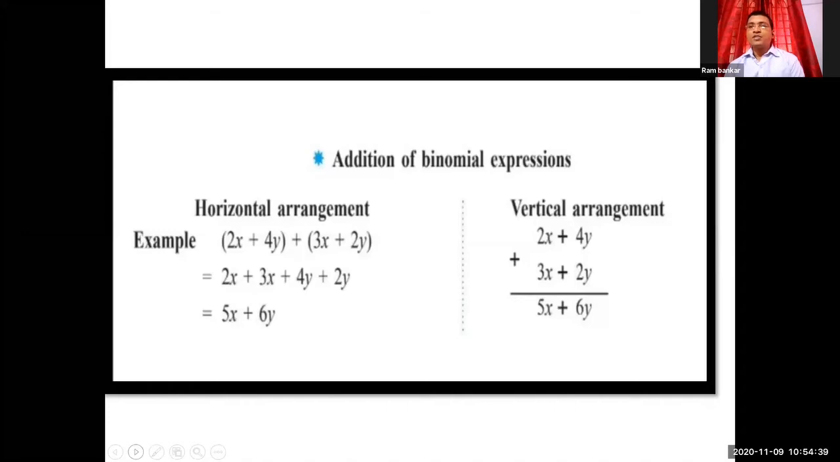Look at the vertical arrangement. As we solve all mathematical operations, addition. In the same way, we can solve vertical arrangement also, algebraic expression. The first expression is 2x plus 4y. Second expression is 3x plus 2y. Now add it. 4 plus 2, 6y. 2 plus 3, 5x. Put the sign in between, plus. 5x plus 6y is the answer. Look at the next example.